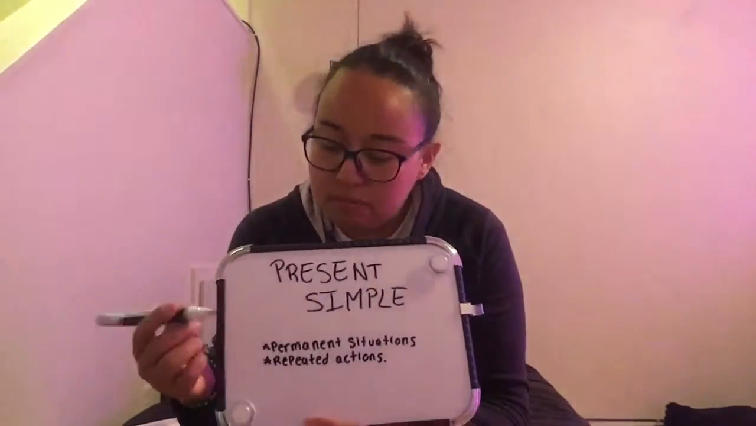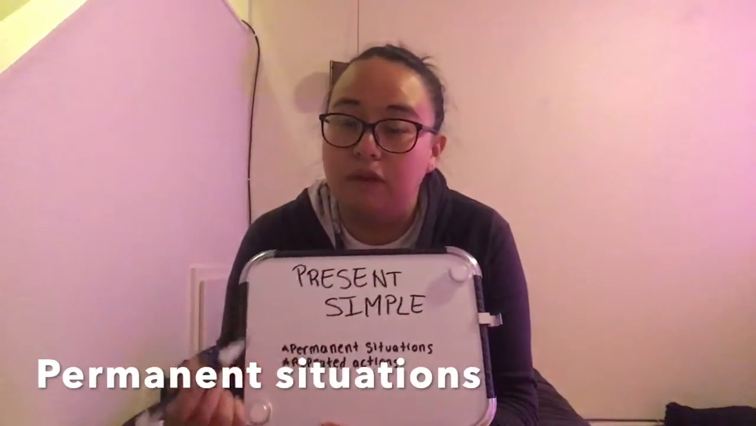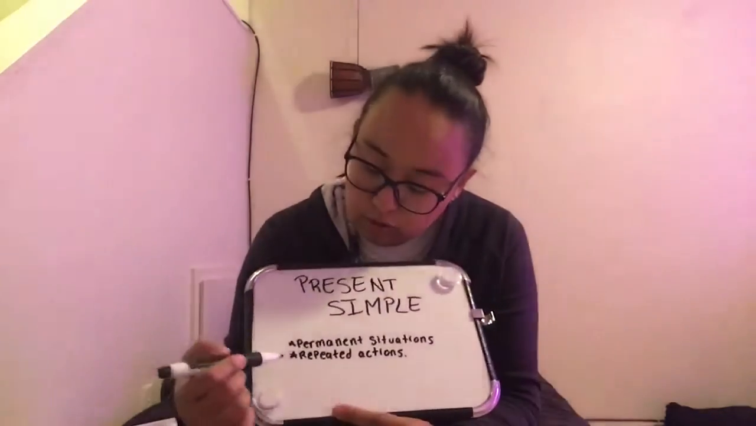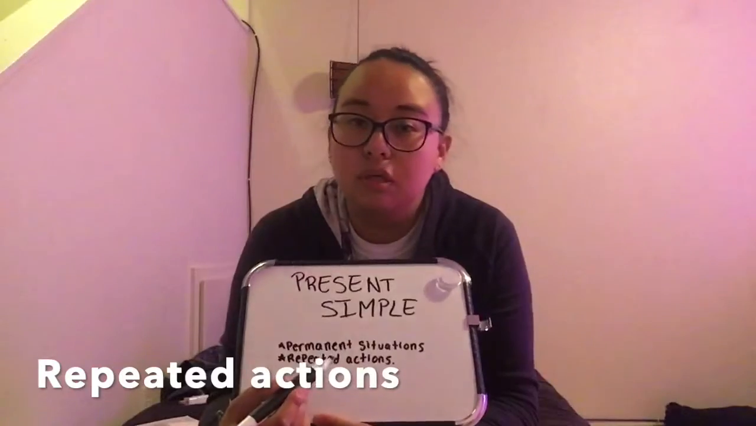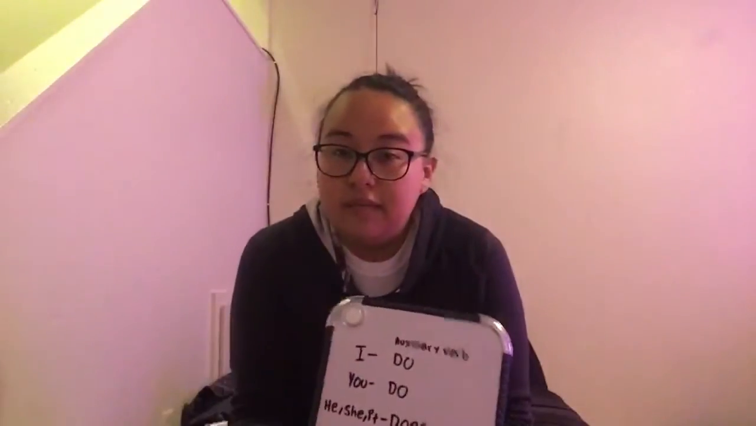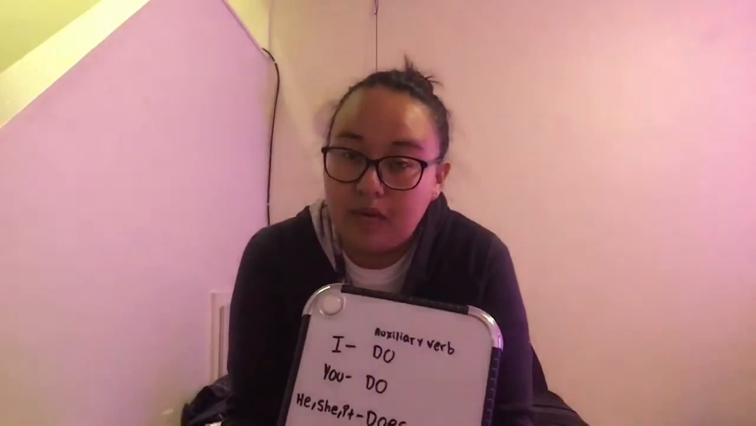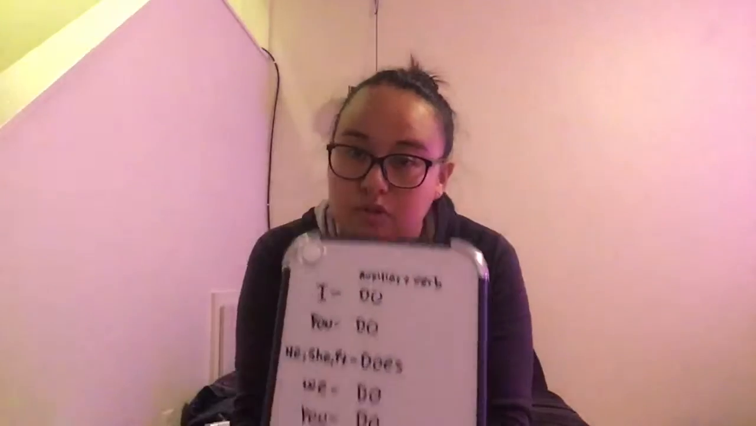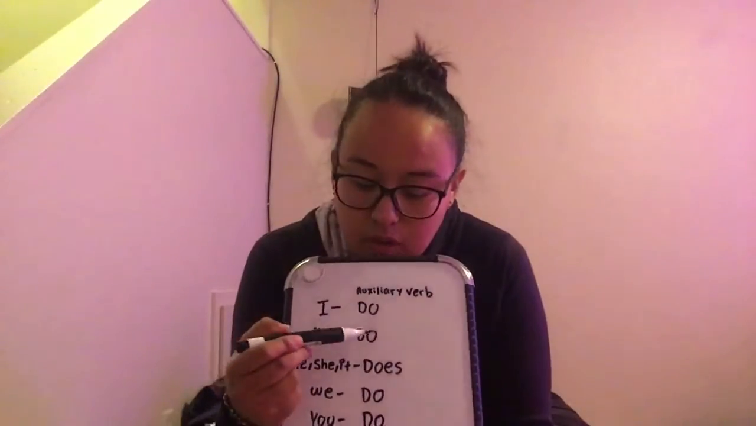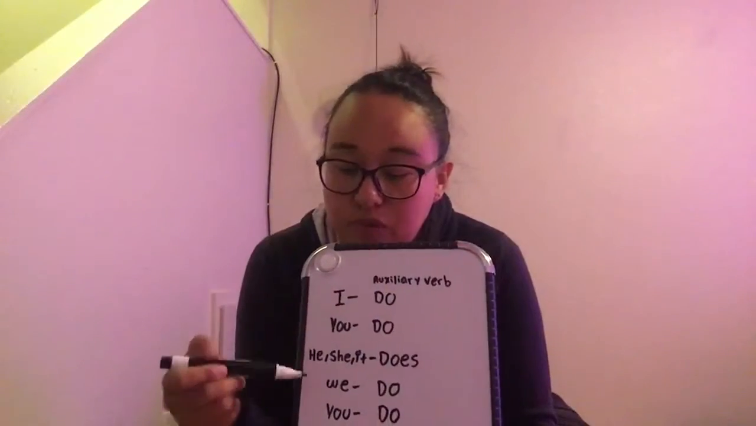We use the present simple for permanent situations. For example, I live in a flat, or for repeated actions like I use my cell phone every day. To recognize the present simple, we use the auxiliary verb. In this situation, the auxiliary verb is do and does. That depends on which person you're talking about.